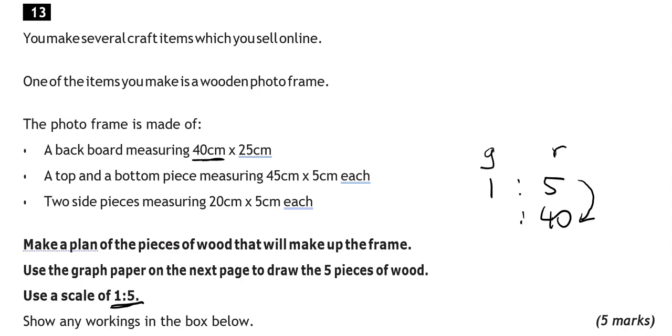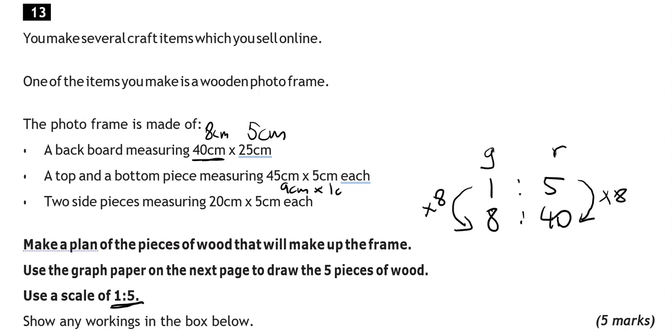to get from 5 to 40, we've multiplied by 8. We need to do the same here, and that's going to give us 8, so 8 centimeters. And you notice that it's actually 5 times smaller, so from 40 to get to 8 we've divided by 5. And if I divide 25 by 5, it's going to give me 5 centimeters. And if I repeat the process, 45 divided by 5 gives me 9 centimeters.